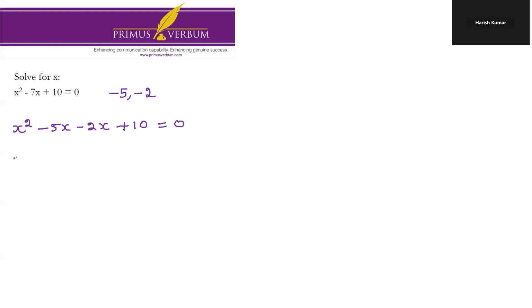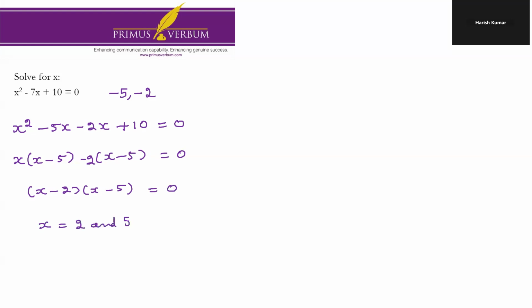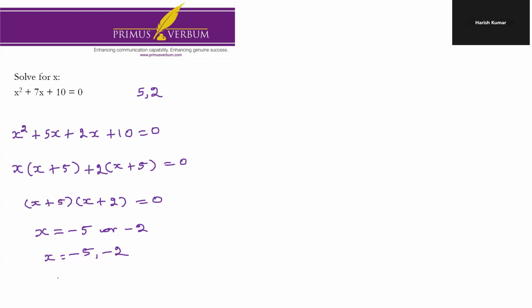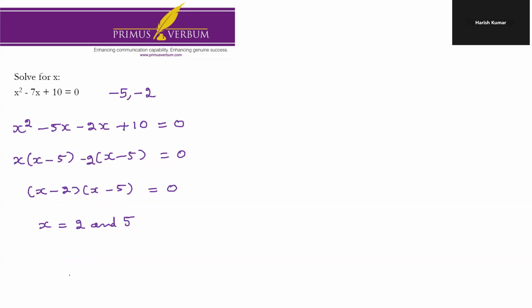Okay, so now let me factorize this: x square x minus 5 and x minus 5. And then I have minus 2 here. It's equal to 0. So the two factors of the above quadratic equation are x minus 2 and x minus 5. So the value of x is 2 and 5. These are the two roots. Okay, so till now we saw two forms of the quadratic. One in which all the terms were positive, and the second one where the linear term was negative.